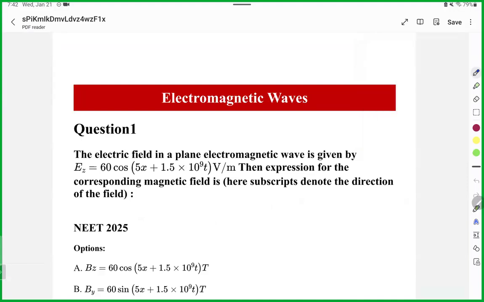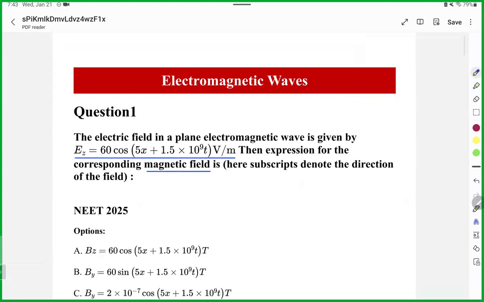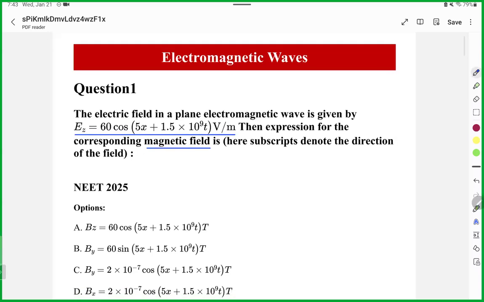So the electric field in the plane electromagnetic wave is Ez, this. Then what will be the expression corresponding to the magnetic field? First thing you need to take care of: if you are taking the electric field in the Z axis, then your magnetic field will be either in the Y axis or X axis. It cannot be Z, right? Because both are perpendicular to each other.